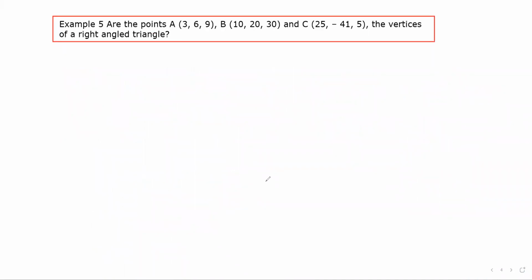Next, are the points A, B, and C the vertices of a right-angled triangle? In a right-angled triangle, one side square plus the second side square, where the 90 degree angle lies, will be equal to the hypotenuse square. Only if this condition holds can we call such a triangle a right-angled triangle.